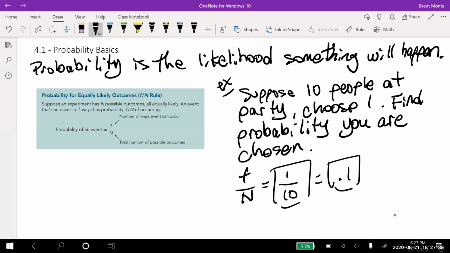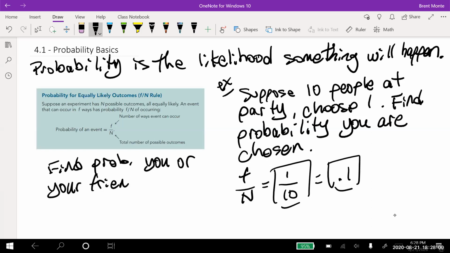Okay, so let's take that one step further. Now suppose, same party, same 10 people, but you're there with your friend. What's the probability one of the two of you are selected? So find the probability you or your friend are selected.